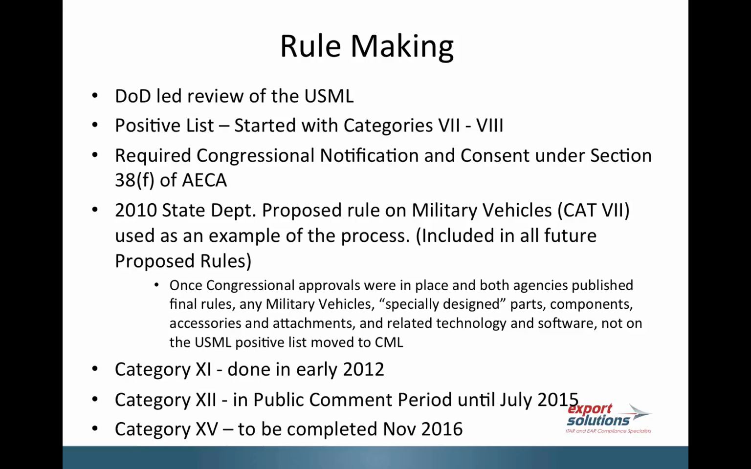So as we said, Category 11 was done in early 2012. Category 12 is now currently in a public comment period until July, so the 60 days is running out for public comments on that one. We'll talk a little bit about that. And Category 15 is scheduled to be completed. The effort started last November 2014, and it's supposed to be completed by November in 2016. And that's space vehicles, by the way.